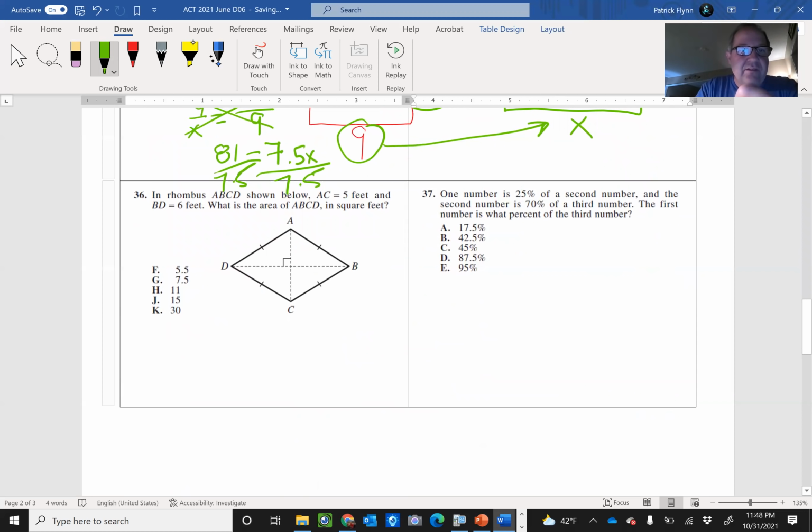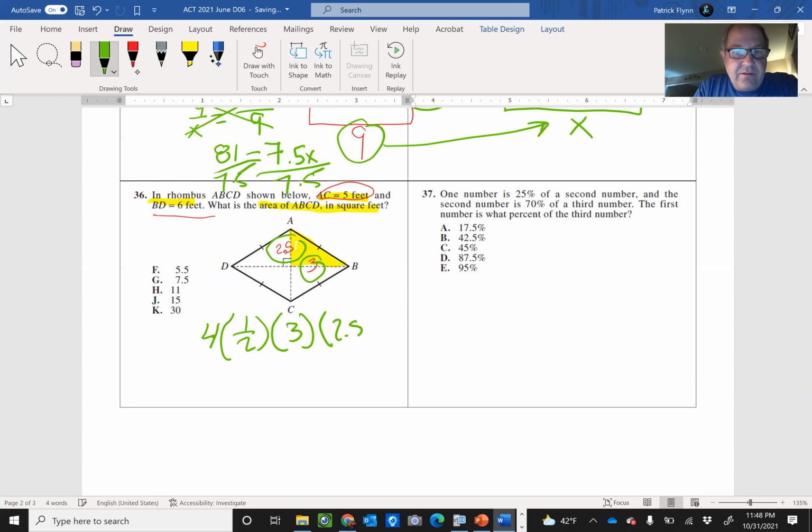Okay, question number 36. They tell us some dimensions and they want to know the area. Now, if you forget the area formula for a rhombus, which most people do, it's okay. This thing is drawn to scale. If the whole way from A to C is 5, then halfway here would be 2.5. And if from B to D is 6 all the way across, well, half of it would be 3. And so what I'm going to do is find the area of this one triangle here and multiply it by 4. Well, a triangle is half times the base times the height. And like I said, we multiply by 4 because there are 4 of those, right? So that answer turns out to be 15, which is letter J.